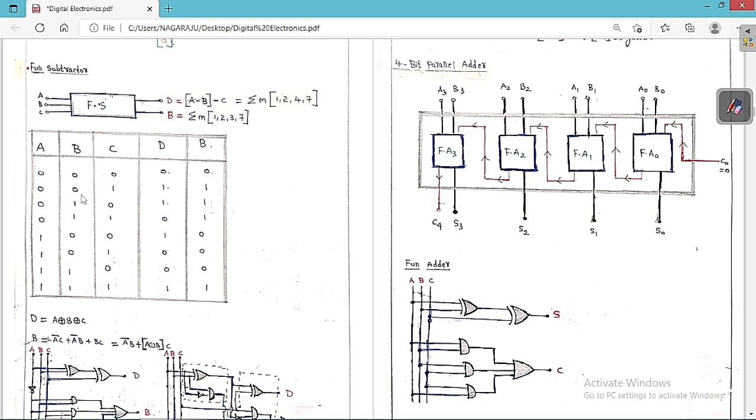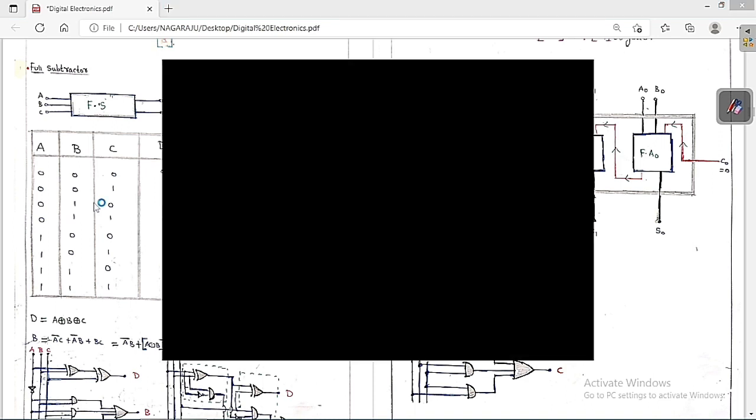Now 0 minus 0 is 0, 0 minus 1, we can't do it, so definitely you take a borrow of 1. So 10 is nothing but 2, 2 minus 1 is equal to 1. Therefore, the difference is 1 and the borrow is 1. Again 0 minus 1 we can't do, so we take a borrow of 1. So 2 minus 1 is equal to 1, 1 minus 0 is equal to 1.